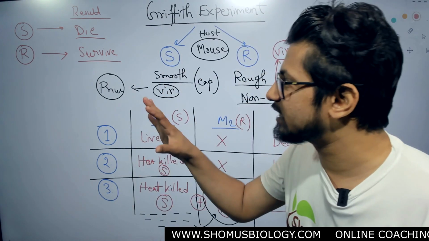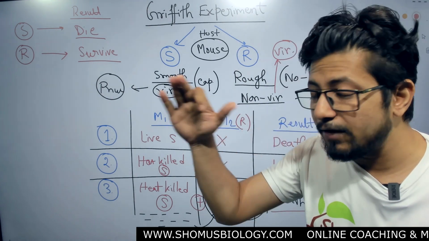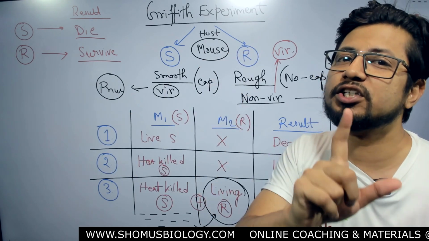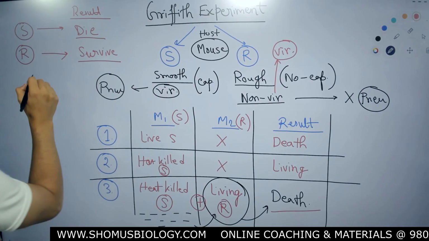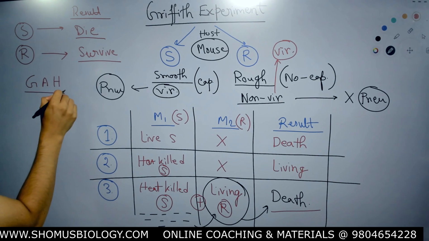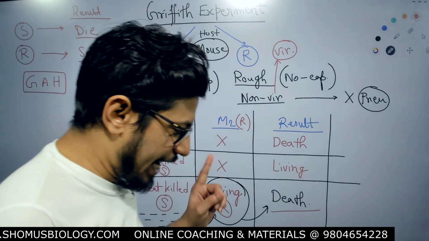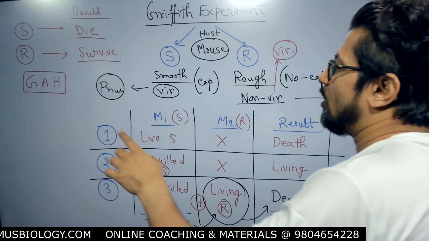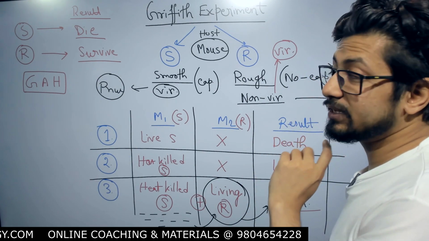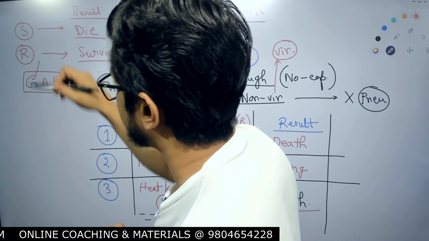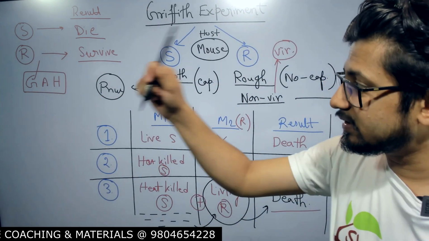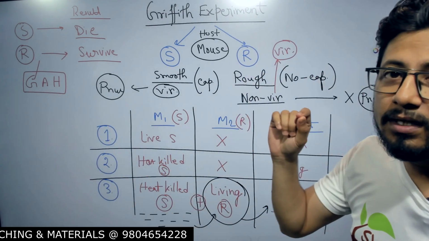Started with this Griffith's experiment, then comes Avery MacLeod-McCarthy's experiment. It's finally concluded by the Hershey-Chase experiment. So I always say, starting with Griffith, then Avery MacLeod-McCarthy, then Hershey-Chase. GAH. G-A-H. And you need to know all these three experiments, how they are done, why they are done, and why they are so important. We have covered the Griffith. In the next lecture, we'll be covering the Avery MacLeod-McCarthy experiment, and the third lecture will be covering the Hershey-Chase experiment.